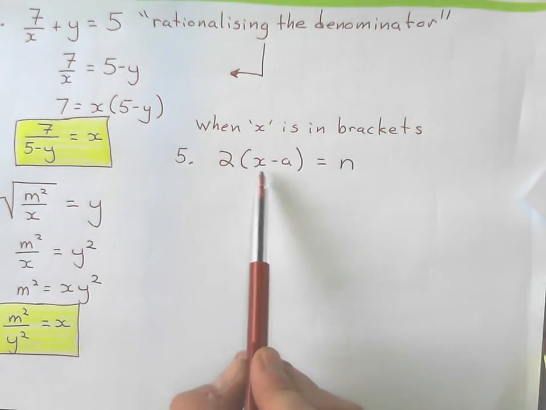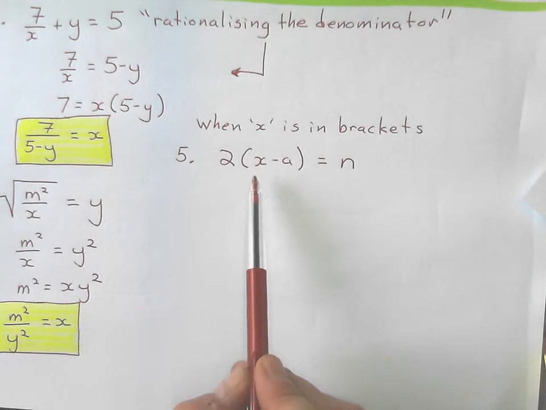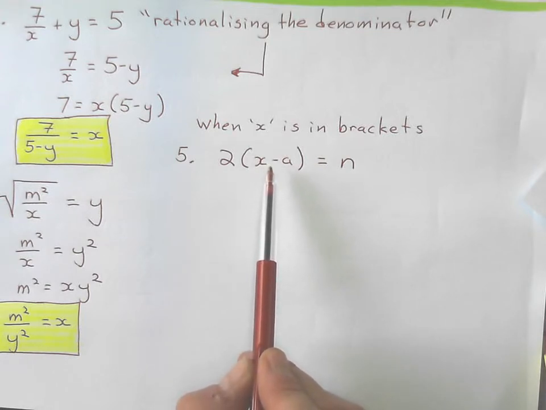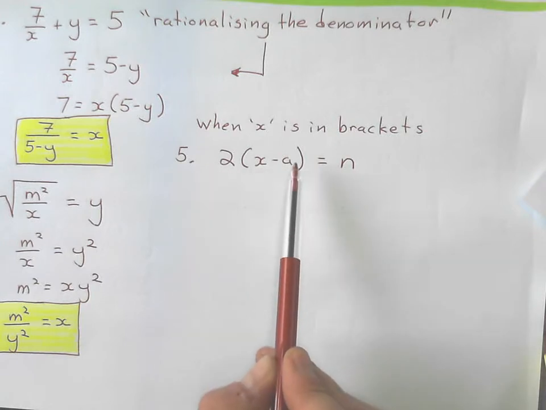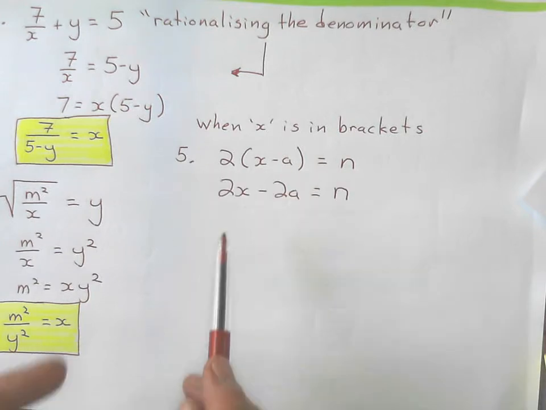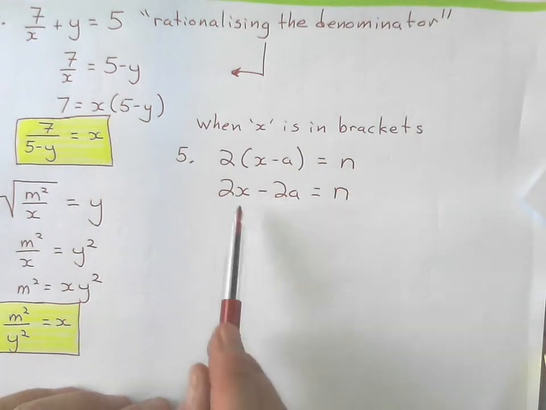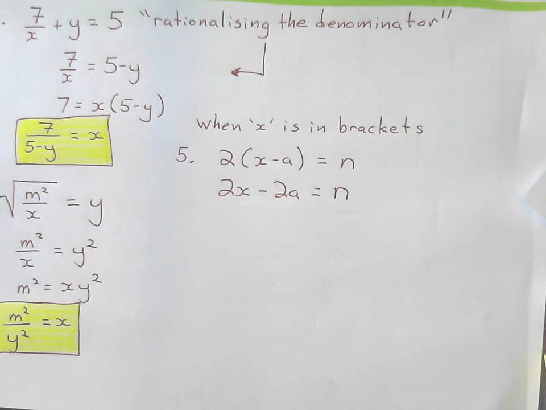Okay, the last example I'm going to do, we don't need to rationalize the denominator here, because x isn't in the denominator. But it's stuck inside those brackets, and I want to get it out. One thing I can do is expand that 2 through, and then deal with the x right here. I can add 2a to the other side, and then divide by that coefficient.